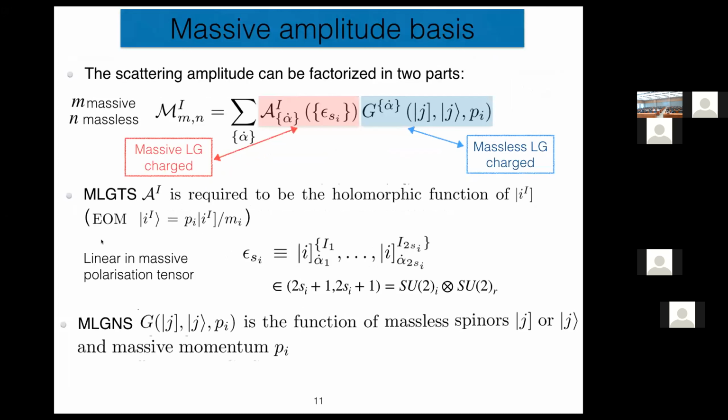So for the massive amplitude basis, we can factorize them into the massive little group charge part, which is the part that has these SU(2) indices, and the part that is neutral, where all the SU(2) indices are contracted.